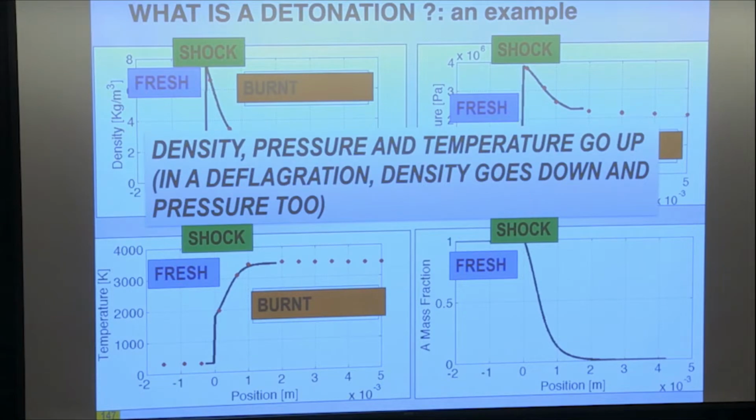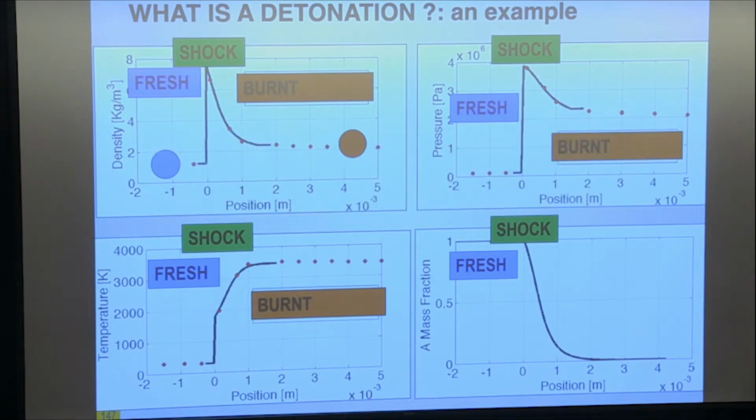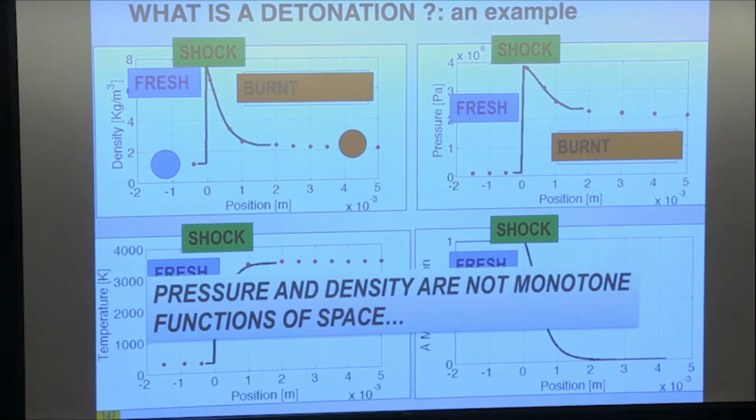A funny thing, by the way, that you can see is that density, pressure, and temperature go up in a detonation. In a deflagration, temperature goes up, density goes down. The burnt gases are light. This is why the flames go up to the sky. In the detonation, it's different. Everything is going up, but interestingly, not in a monotonic way. Pressure is going up, but first it goes up and down, and we will explain that because it's a very important phenomenon for safety, for example.